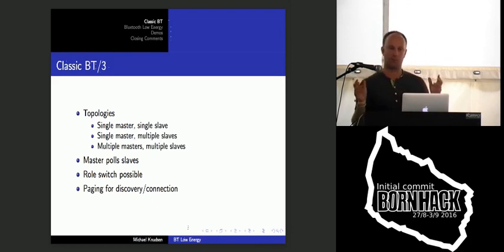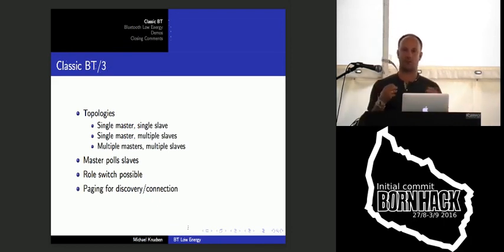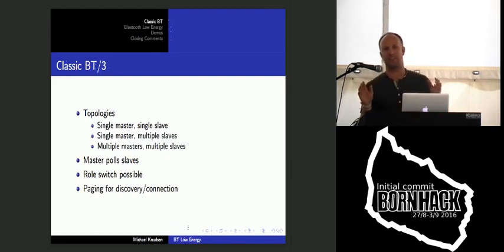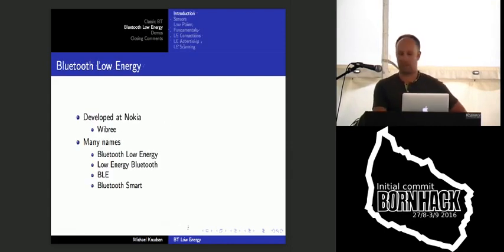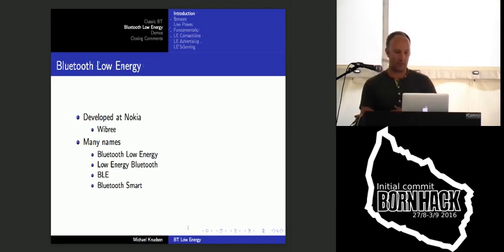It's possible to do a role switch such that you become the master on the link instead of the slave, which means that sometimes you can save a bit of power by deciding when to actually do radio communication. And device discovery and setting up connections is done through paging, where the possible clients are required to every now and again go out and listen for paging for fairly long periods of time. So this is classic Bluetooth.